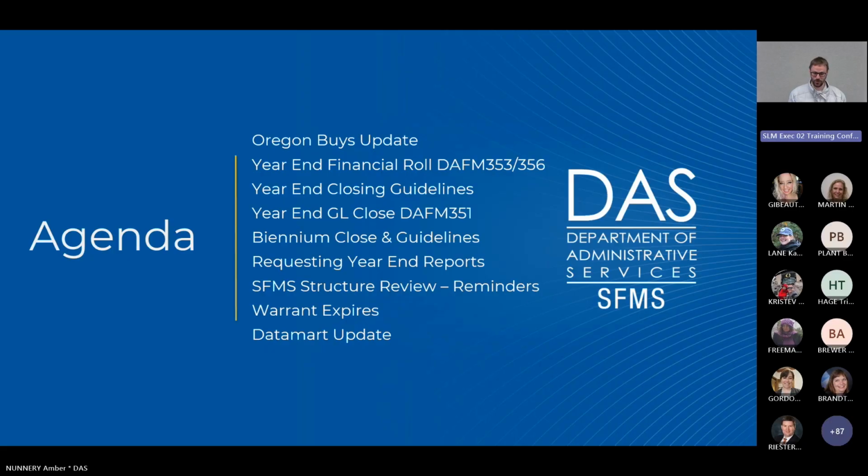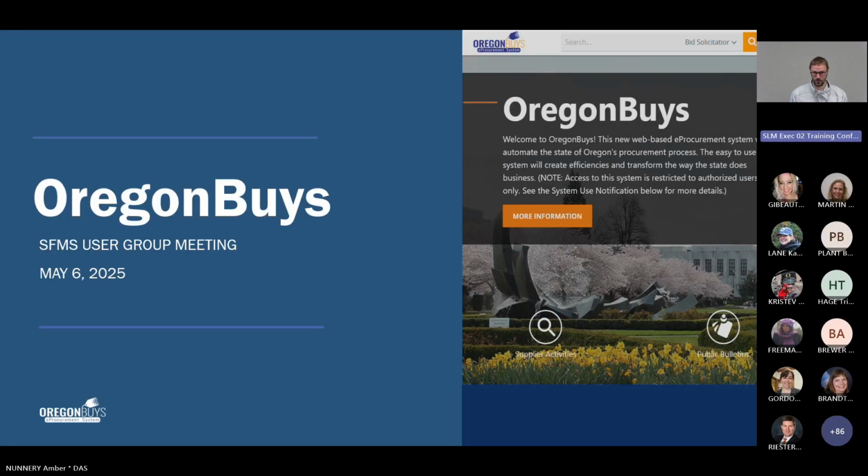And just a real quick overview of the agenda. We're going to be talking about Oregon Buys, year-end financial rule, year-end and biennium close, requesting year-end reporting, structure review, warrant expires, and we do have a Datamart update. So with that, I'm going to kick it over to Andy from Oregon Buys.